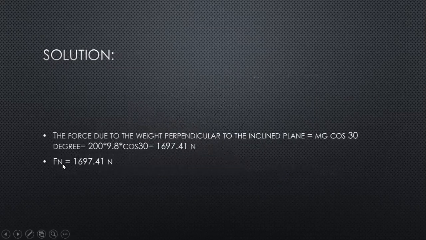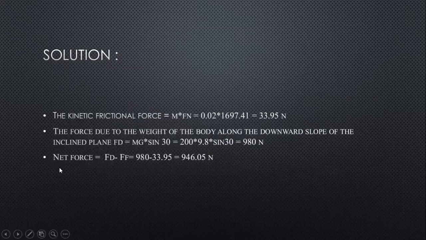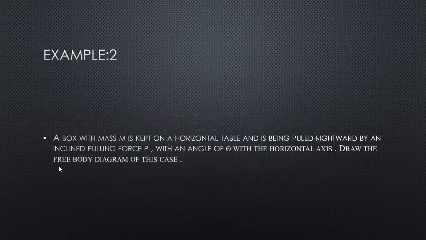From that, the total final net force can be evaluated. Next example, consider a box with mass M kept on a horizontal table. It is being pulled rightward by an inclined pulling force P with an angle theta with the horizontal axis. Draw the free body diagram for this case.